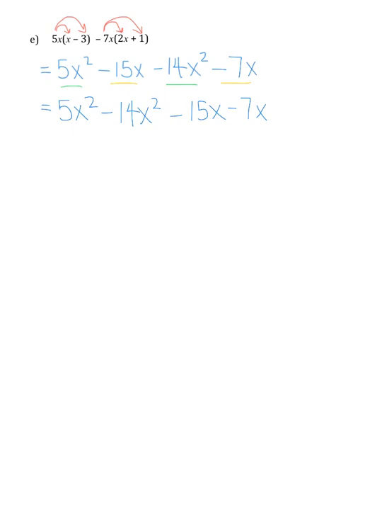Okay, let's do those subtractions. Here we have 5 take away 14. Okay, feel free to use your calculator if you need help there. 5 minus 14 is negative 9 of those terms. They're x squareds. And then we read this one right. We have negative 15 minus 7. Again, use your calculator if you need to. Gives you negative 22 of those terms. They are x terms. Okay, and that would be our final answer, as now there are no like terms to collect.